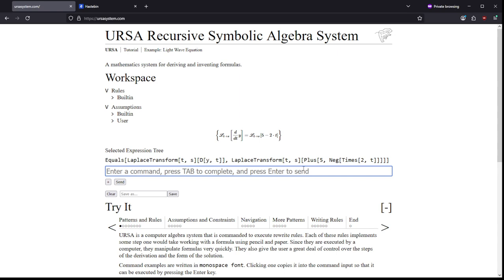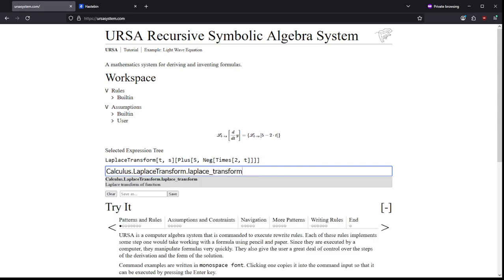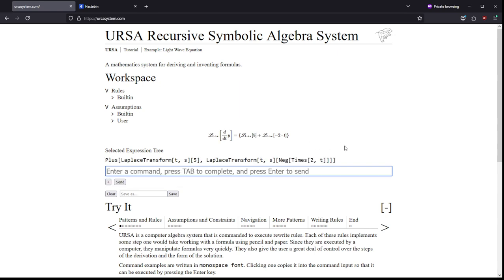So now we need to evaluate these Laplace transforms. And we can do that pretty easily using a rule called Laplace transform that evaluates Laplace transforms. If you run it, it just evaluates the Laplace transform one step. So right now I have the right-hand side of the equality selected, and if I run this, it's the Laplace transform of 5 minus 2t, and it'll just turn into the Laplace transform of 5 plus the Laplace transform of negative 2t. That's because the Laplace transform of a sum is the sum of the Laplace transforms. So it's just evaluated that one step. But we can do that all at once.